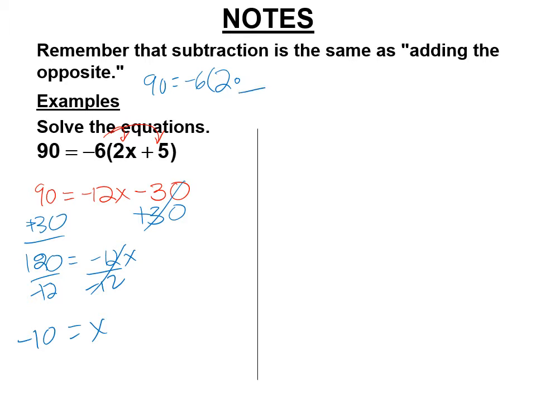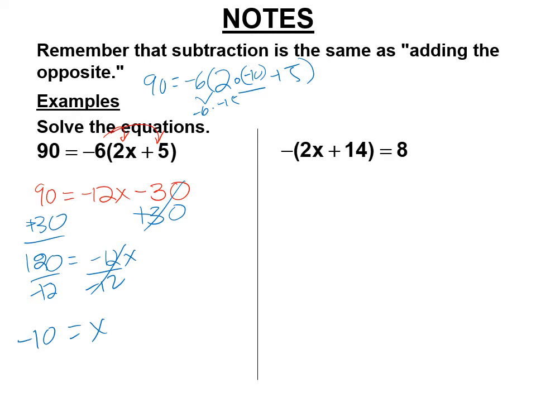Right? 2 times blank plus 5. What has to go there to make that equal to positive 90 is negative 10. 2 times negative 10, negative 20. Negative 20 plus 5, negative 15. Negative 6 times negative 15 does equal 90. Negative 10 is the only number that will make that side equal 90.